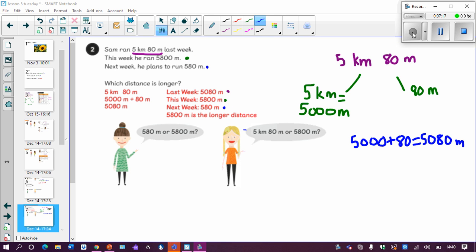Last week was the measurement that they converted. At the top, it's written in kilometres and metres. They've changed it all into metres, and I've written down how you can do that here. They partitioned it. They knew that 5 kilometres was the same as 5,000 metres, and they added the two together. If we look at these measurements all together, we can see that 5,800 was the longest distance. So tick that if you had it right. Well done for having a go.